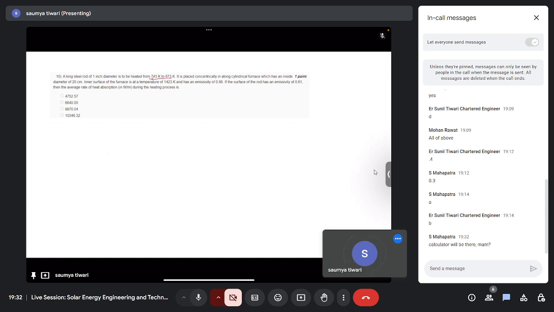Okay, calculator will be there. You will get the digital calculator depending on which exam center you are on. I think your digital calculator will be there in your system, right? It will be a computer based exam, so you will have a digital calculator in your system.